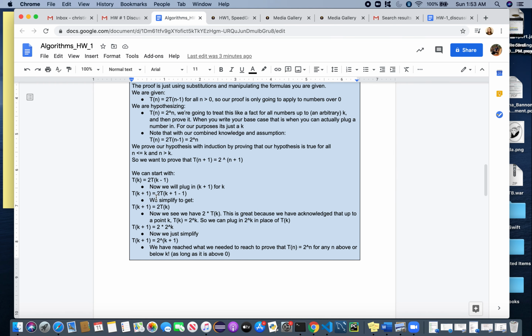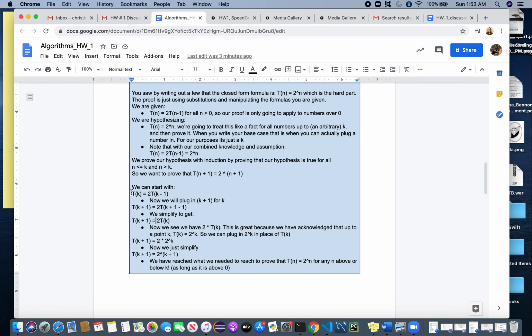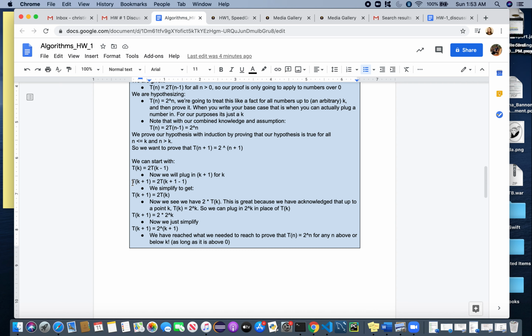So we're going to start with what they gave us in their recursive formula, and we're going to plug in k plus 1 for k. So now we have t of k plus 1 equals 2 t of k plus 1 minus 1, and we just simplify and we get t of k plus 1 equals 2 t of k. Whew. All right.